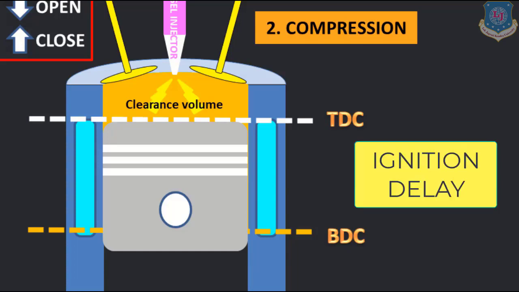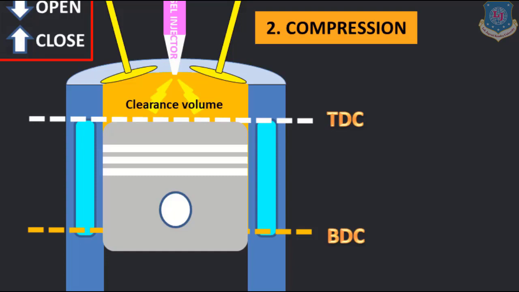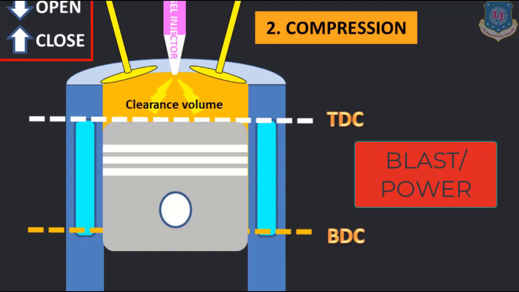When we are injecting diesel and the injection is done, thereafter ignition will start. That time between injection and ignition is called ignition delay, and so we give diesel before the piston reaches TDC. What is the logic behind it? When the piston is exactly at TDC, that delay will be over, and when it is exactly at TDC, we will get our blast.